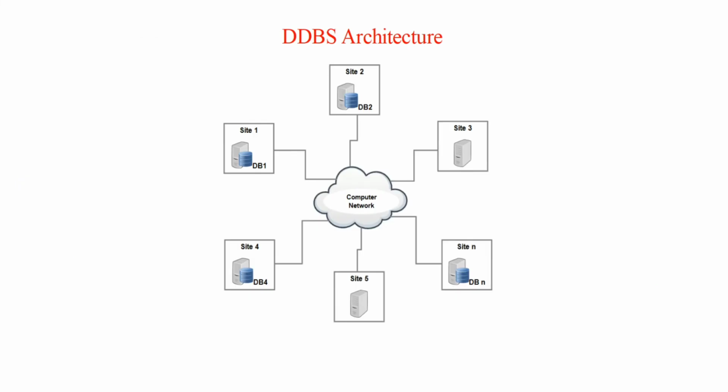Next, let's see what the architecture looks like. This is the computer network and these are different sites. They have different databases like DB1, DB4 and DBN. Site 3 does not have any database. It accesses the data of all the other sites. One thing to note in DDBMS architecture is that, for efficiency, site 4 will have the data which it accesses frequently.